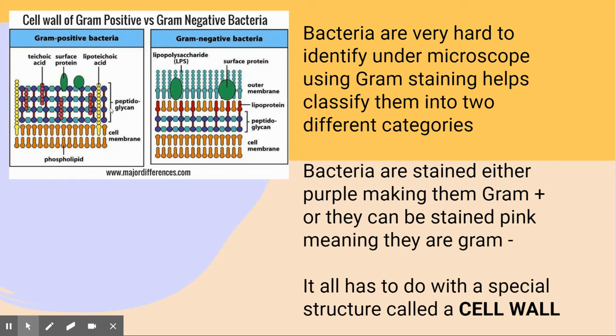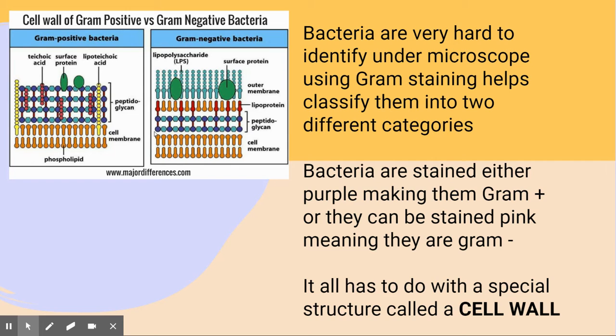Now, we don't know what a cell wall is yet, but essentially it is a structure that protects our cell membrane. Every cell has a membrane that helps transport nutrients and proteins and ions and really, really important things into the cell. Some organisms like bacteria and plant cells have this extra structure called a cell wall, which is an extra protection.